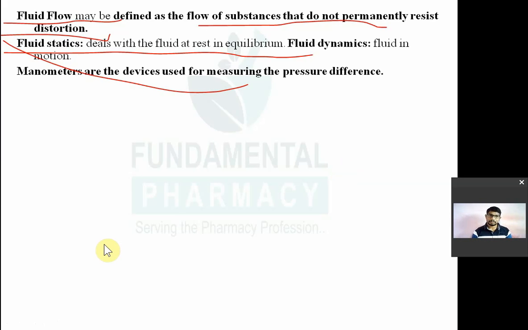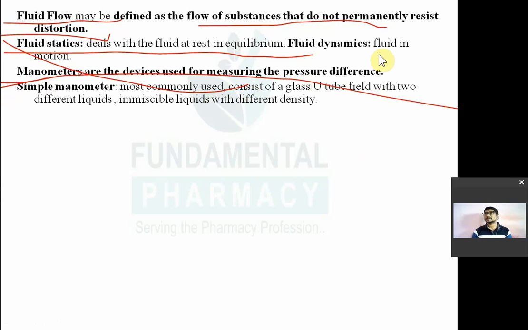Next, the manometer. A manometer is a device, an apparatus used for measuring pressure difference. As I have told you, at different points the fluid will have different pressure. That pressure can be measured by a device known as a manometer. A manometer works on the principle as I have told. These manometers are classified into three different types: simple manometer, differential manometer, and inclined manometer.